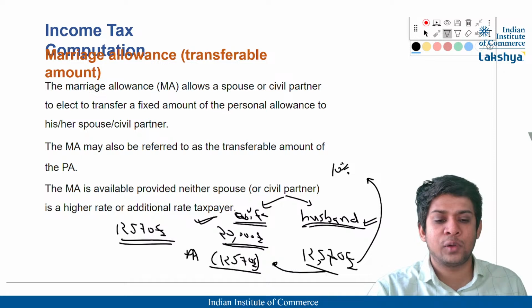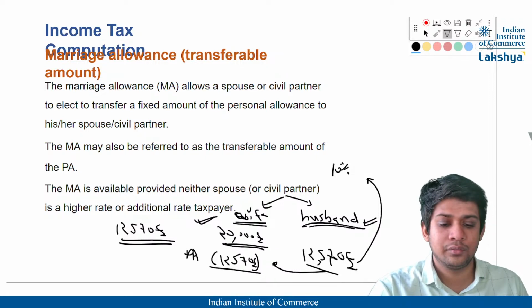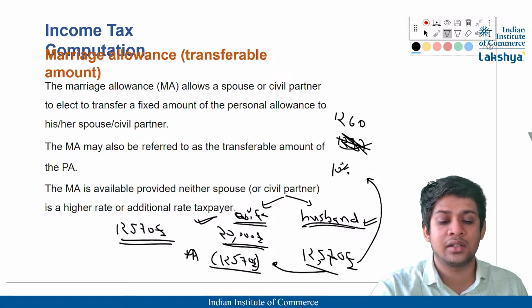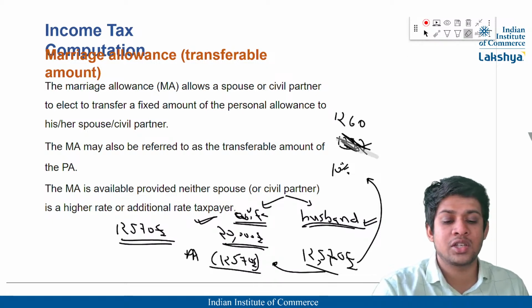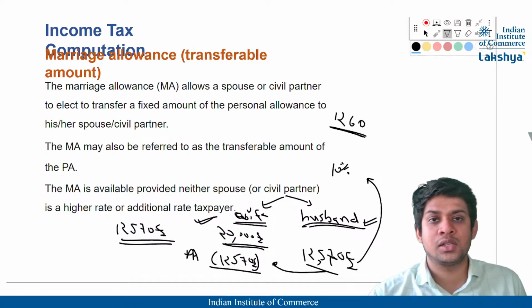And that 10% of 12,570 is nothing but 1257, correct? It is 1257. Not this exact amount, it is 1260 because they've taken an approximation here to make it simpler. So 1260 worth of personal allowance can be transferred under the marriage allowance calculation.